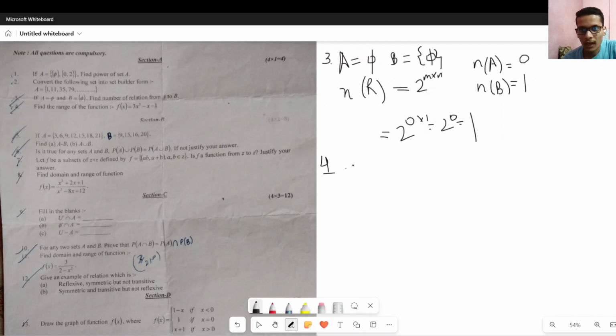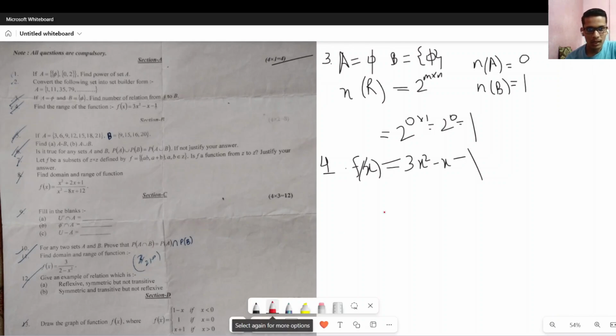That is question number 4. We have to find the range of f(x). The function is given, we have to find its range. f(x) equals 3x square minus x minus 1. Okay, now this question is asked as a 1 mark question. So I'm going to solve it using the box method, or you can say the principal range method.